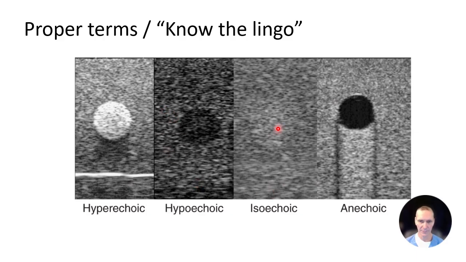Iso, so the same, like isoelectric, no movement. We don't see the circle here because it's isoechoic to this. I would say this term is used less frequently. And then anechoic, an-, without. This area here, there are no echoes coming back to the probe. They all go through the fluid. They don't come back until later. So this is anechoic to this area.